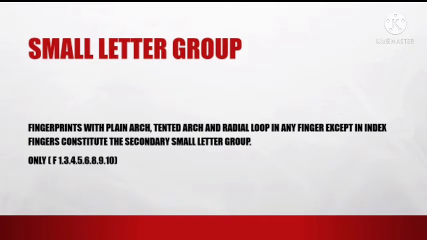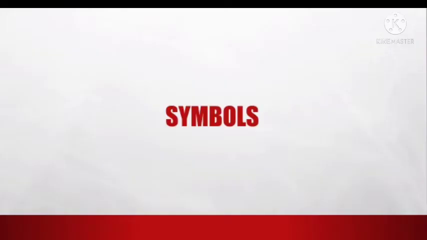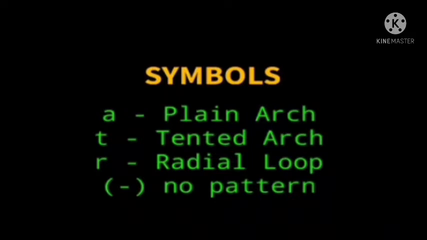The small letter group is fingerprints with plain arc, tented arc, and radial loop in any finger except the index fingers, which constitute the secondary small letter group. Only fingers 1, 3, 4, 5, 6, 8, 9, and 10. Here are the symbols of the small letter group. Plain arc is represented by small letter a. Tented arc is represented by small letter t. Radial loop is represented by small letter r, and no pattern is represented by a dash.